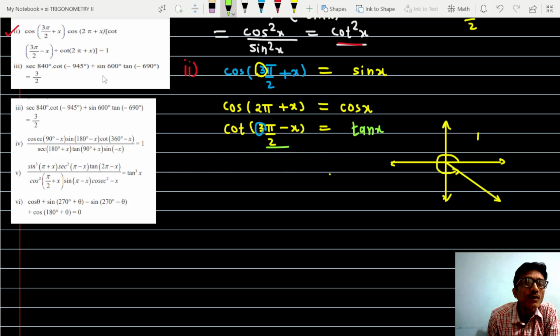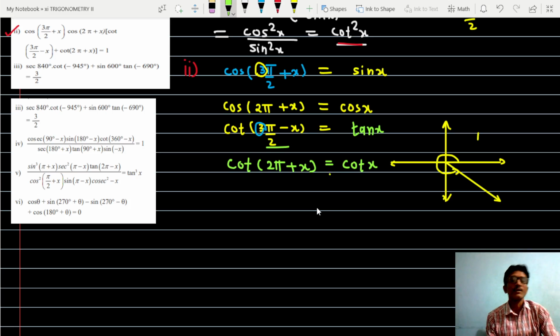Then next angle is what, cot of 2 pi plus x. 2 pi, so it will not change, that is only cot x, it is in what, first quadrant only, पूरा complete one rotation और plus x, so you are getting same cot 2 pi plus x will be equal to cot x.